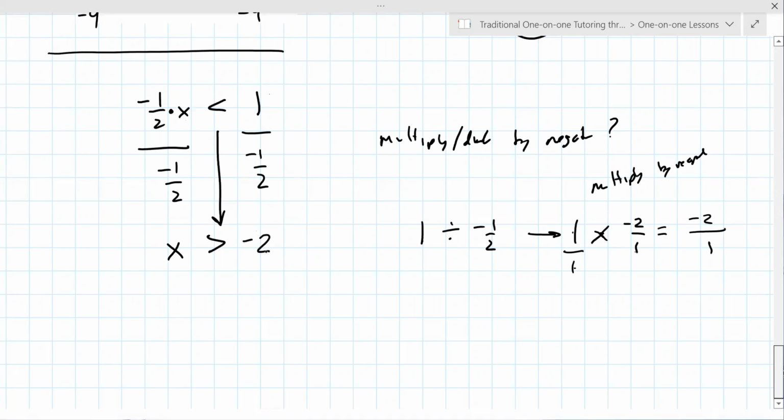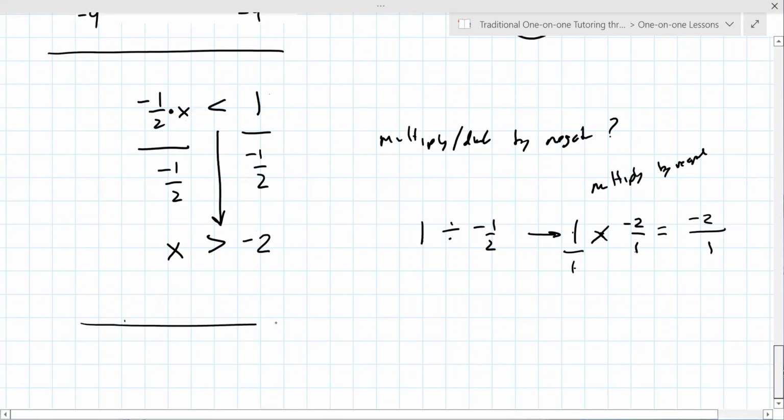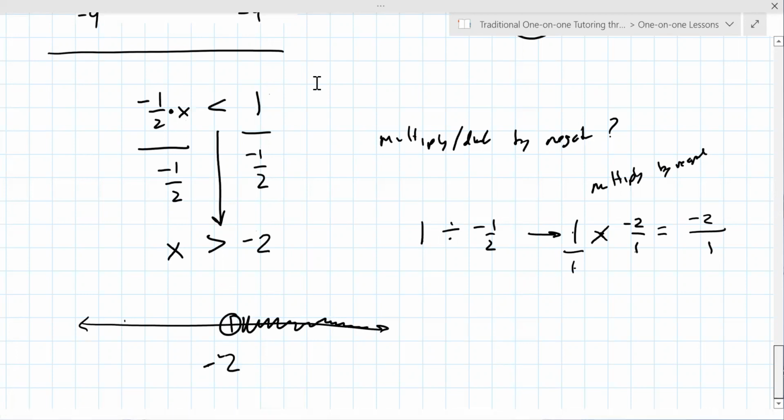Negative 2. Yeah, negative 2. So in terms of your number line, this is the most important thing. In terms of your number line, you go to negative 2. Is it an open or a closed bubble? Open. And now are you shading to the left or to the right? To the right. Good. All right. Any questions on that one? No. Okay.